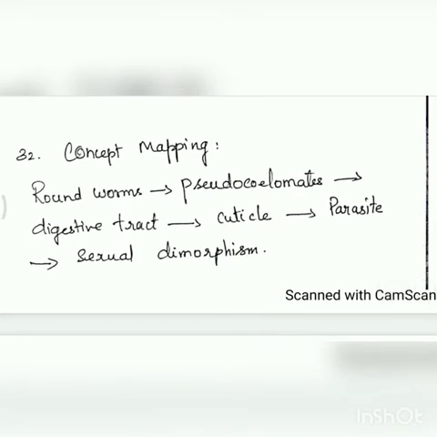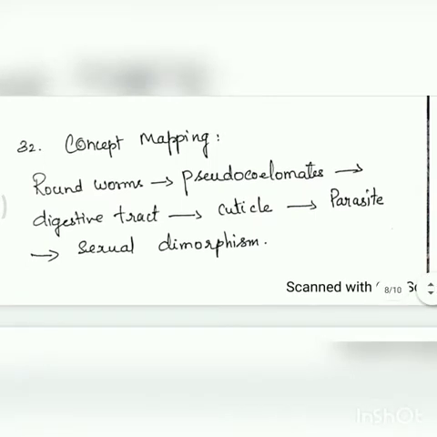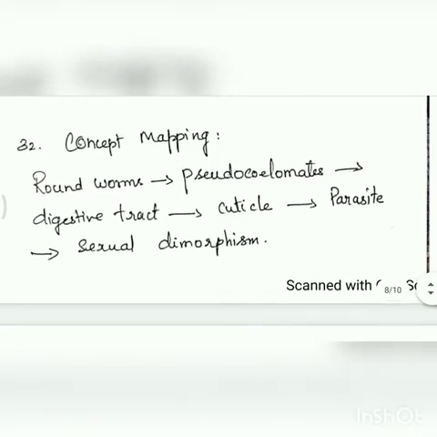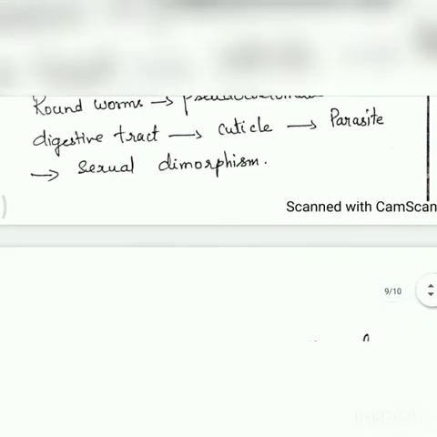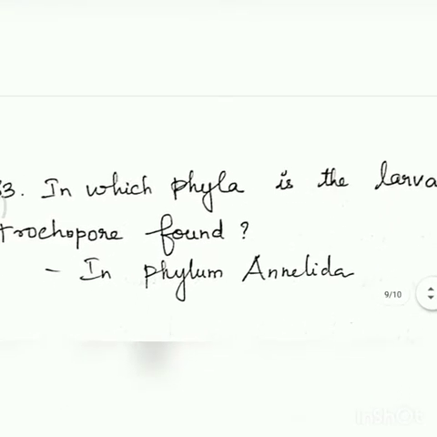Next, 32. Concept of mapping is given. Use the following terms to create a concept map that shows the major characteristic features of phylum Nematoda. Nematodes means roundworms. They are pseudocoelomate and the digestive tract is straight. They are covered by cuticle. They show parasitic adaptations and they exhibit sexual dimorphism. Sexes are separate.